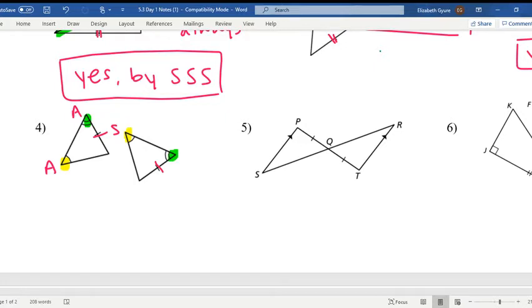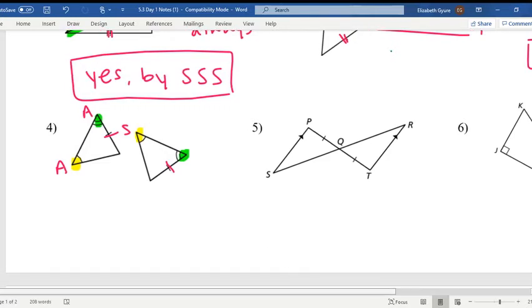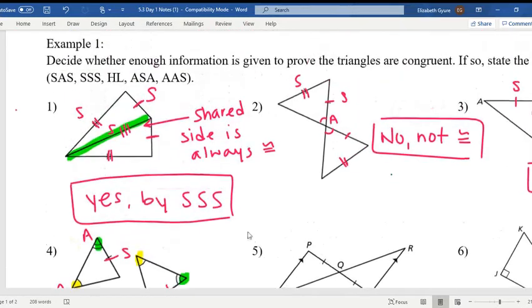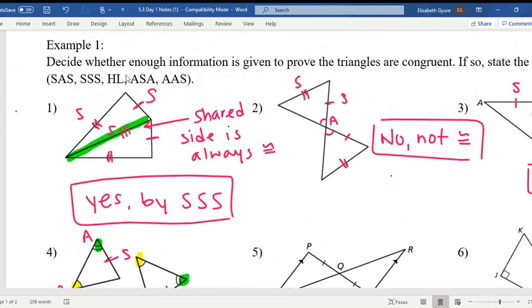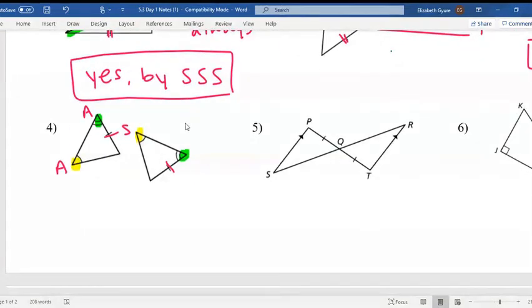So let's go through. If I have 2 angles and a side, what are my only 2 options? We can look at our list if we need to. 2 angles, 1 side. Yeah, good, Natalie. Those are my only options: angle, side, angle, or angle, angle, side. The question is, which one is it, right?